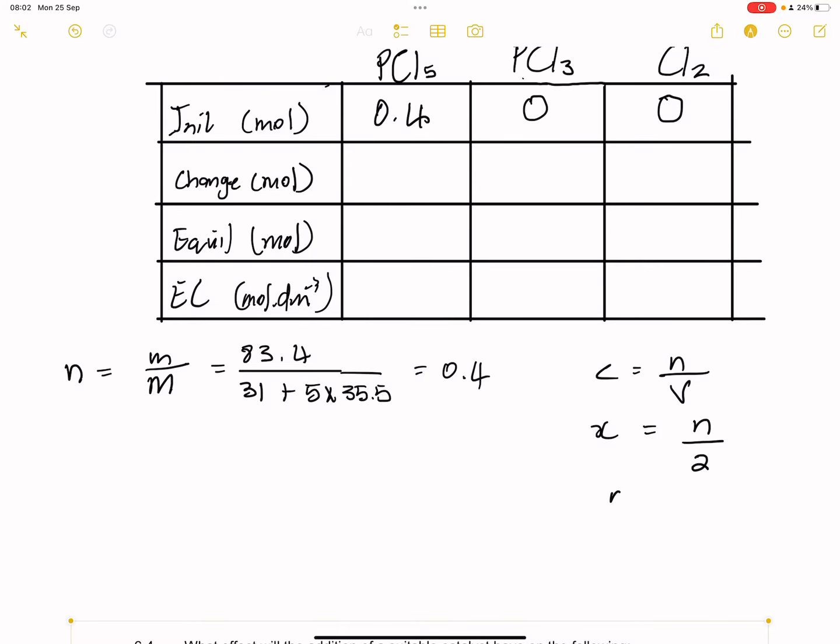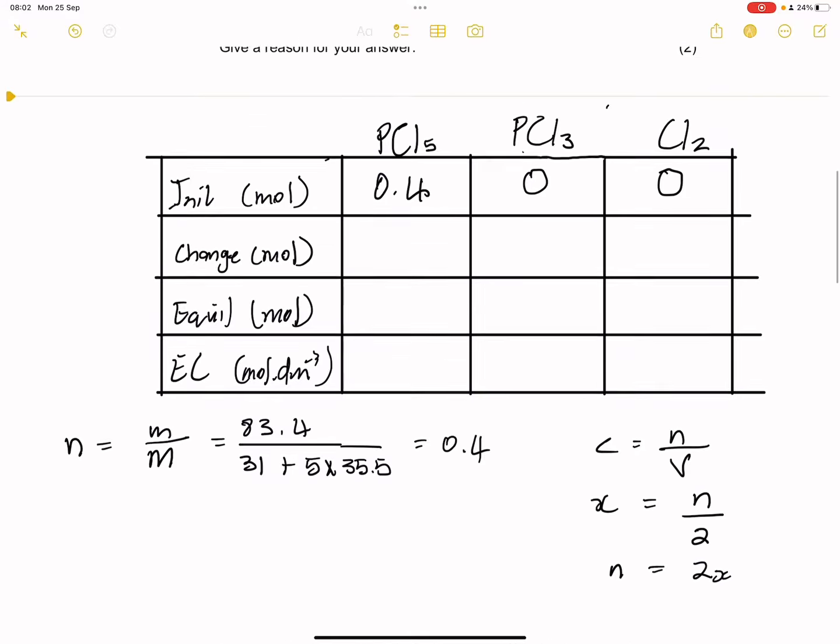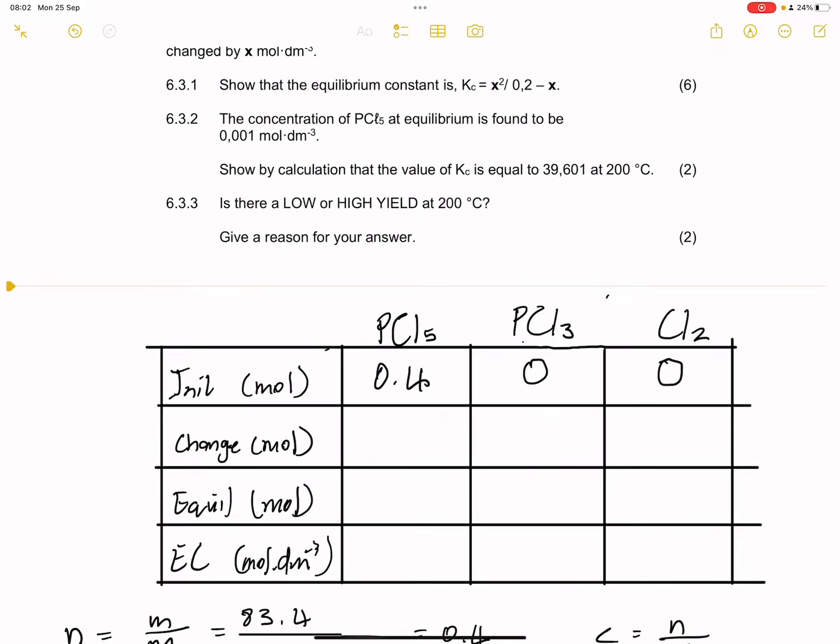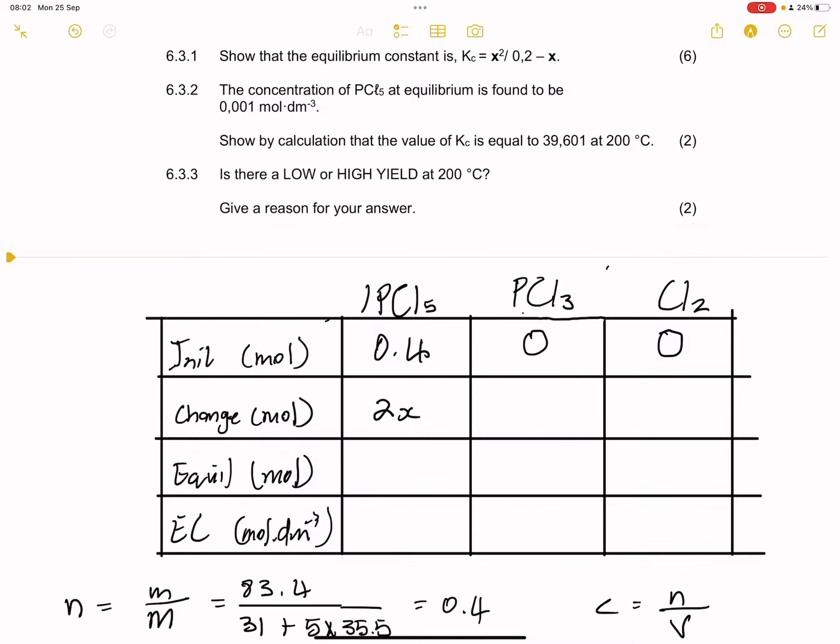Which means that the number of moles it would have changed by is 2x. So if I now substitute there, this changed by 2x moles. You just need to be careful between the moles and the moles per cubic decimeters. And because in this case it's a 1-to-1 ratio, for every 1 PCl5 we will produce 1 PCl3, so this will also be 2x there, and this will also be 2x over there.